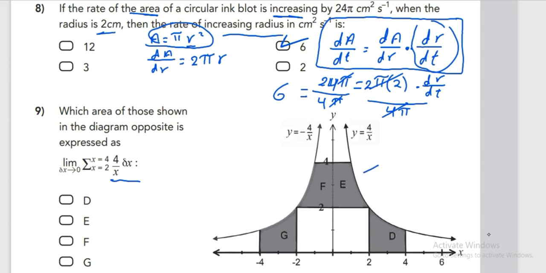And on the right side we have two parts of area, but here it is talking about from x equal 2 to x equal 4. Here the first area on the side of 4 over x starts from 0 and ends at 2. So the bounds of this area are x equal 0 and x equal 2. So this is not the area. The second area starts from 2 and ends at 4. So the bounds are x equal 2, x equal 4. So area D is the answer.